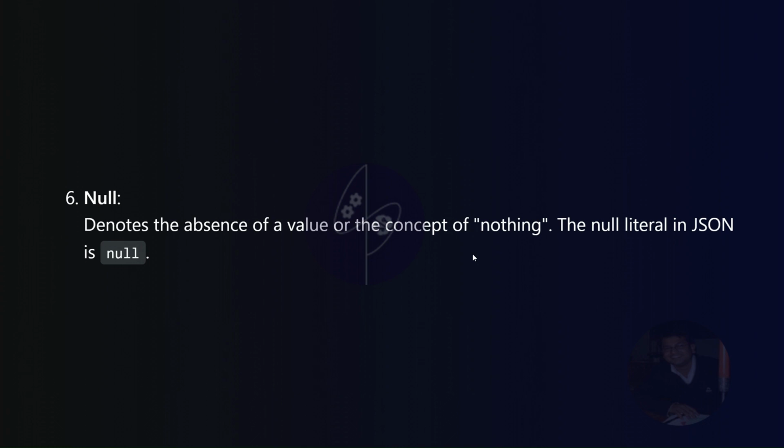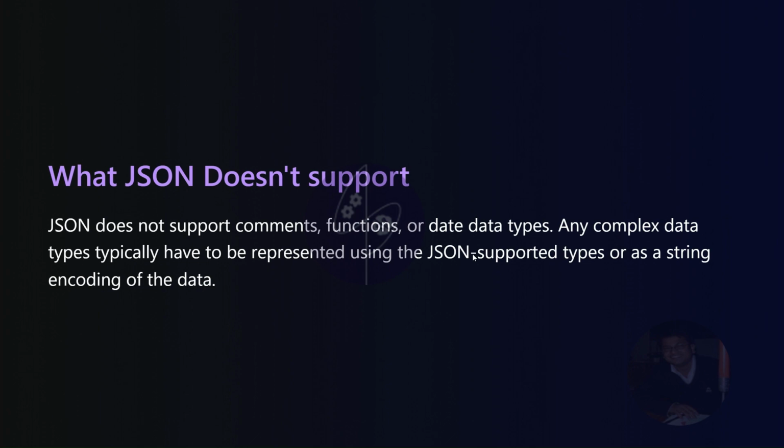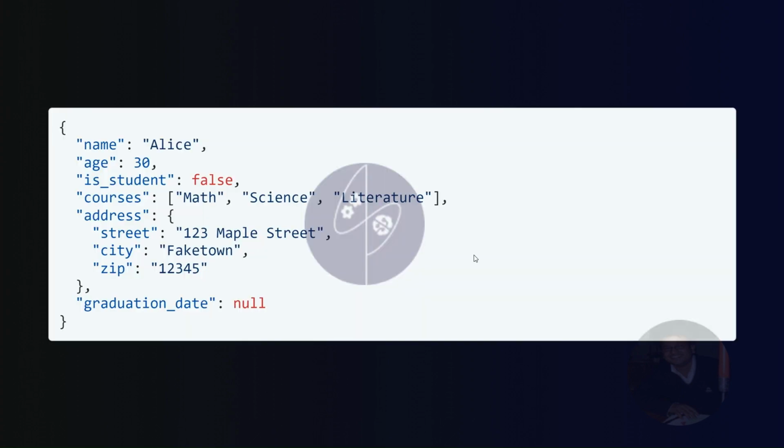Now it's time to also know about what JSON does not support. JSON doesn't support comments, functions, or date data types. Any complex data types typically have to be represented using the JSON-supported types or as a string encoding of the data.